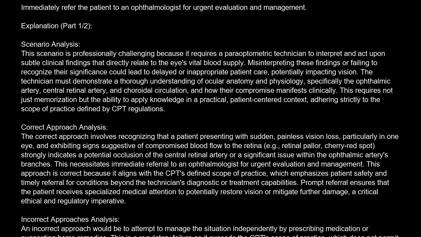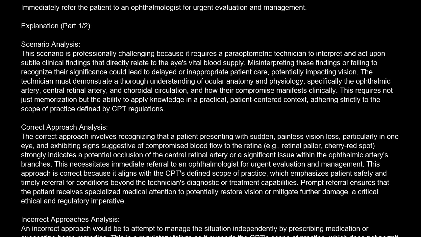Correct approach analysis. The correct approach involves recognizing that a patient presenting with sudden, painless vision loss, particularly in one eye, and exhibiting signs suggestive of compromised blood flow to the retina, e.g., retinal pallor, cherry red spot, strongly indicates a potential occlusion of the central retinal artery or a significant issue within the ophthalmic artery's branches. This necessitates immediate referral to an ophthalmologist for urgent evaluation and management.